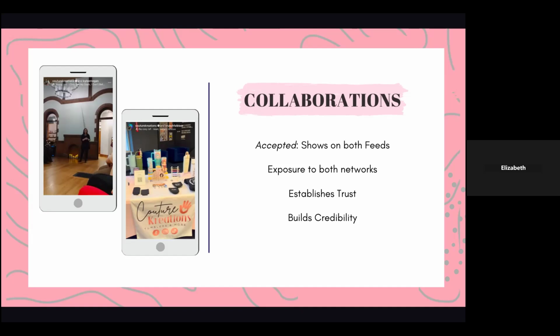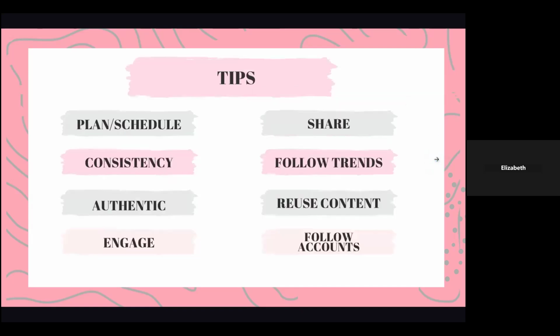So with accepting a collaboration, whether it's you accepting it on behalf of somebody else or you creating the content to tag somebody else in it, this shows on both your feeds. It's crucial that that happens because now you're targeting both feeds. So all the networking of both platforms is being seen on one page, so you're getting the views that the other person might not have had, and vice versa. So this is exposure to both networks. It establishes again that trust where you're real, you're working with other businesses, you're reliable, and it builds your credibility for moving forward.